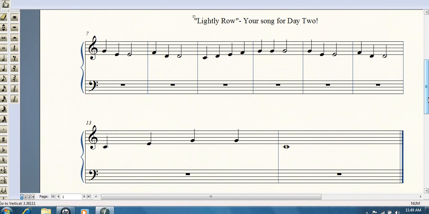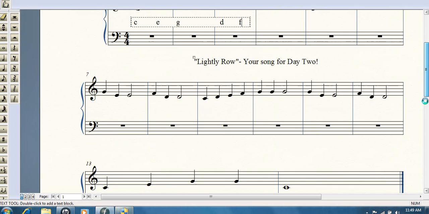This song is called Lightly Row. It's your song for day 2. We're going to figure out the notes together, and then I'd like you to try to play this song on this day. This is in your handouts. You can print this song up and just maybe write the notes in. Go to the piano, try to play this song. Notice this song is 8 measures long. Okay? But let's go back here.